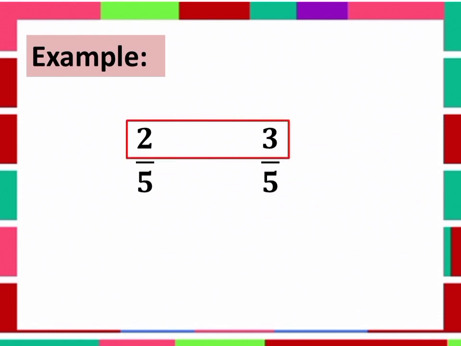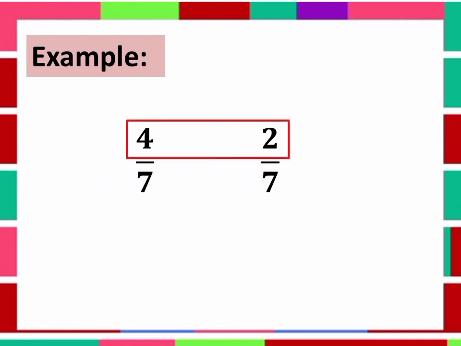So, for example, we have 2 over 5 and 3 over 5. So, let's compare. To compare these given fractions, since they are similar fractions, or pareha ang kanilang denominator, ang titingnan mo ngayon ay ang kanyang numerator. Kung sino sa kanila ang mas mataas, siya yung greater, syempre. So, therefore, 2 over 5 is less than 3 over 5.